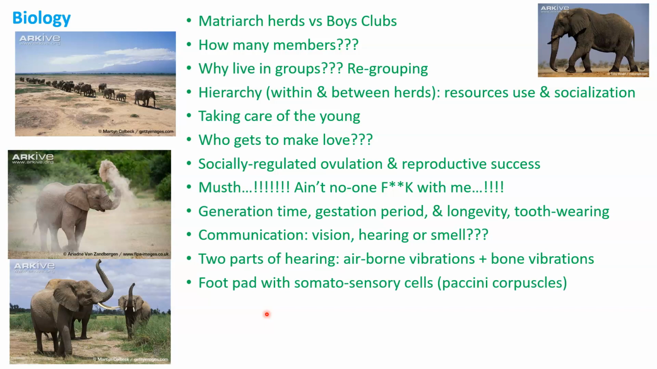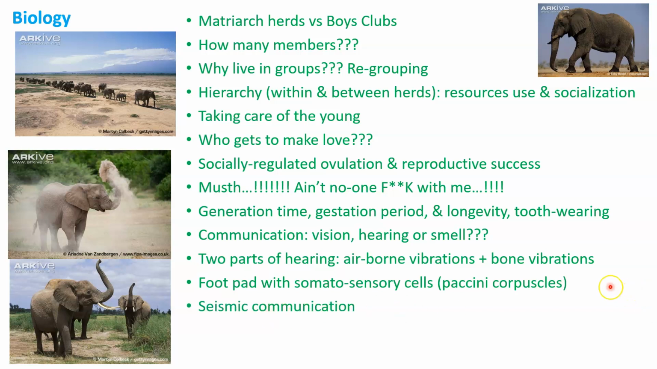So in an elephant's feet, the foot pad has specific sensory cells that are somatosensory cells. Somatic means like skin, or outside cells, and sensory means sensitive to something, right? This kind of somatosensory cell has a special name, Pacinian corpuscles. Now you also have Pacinian corpuscles, but they are not as sensitive to vibration as those of elephants. They're able to detect the vibrations that are happening on the ground, right?